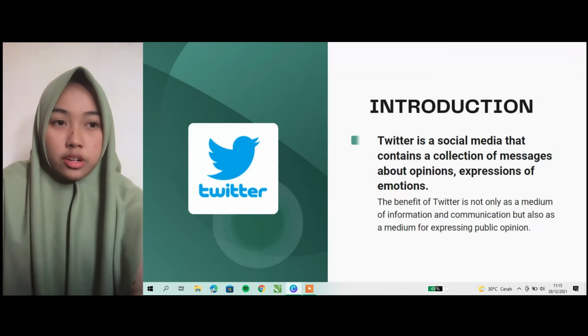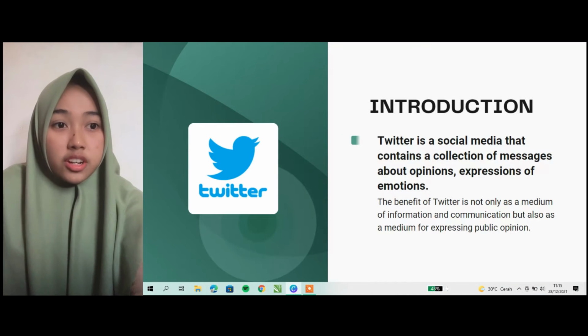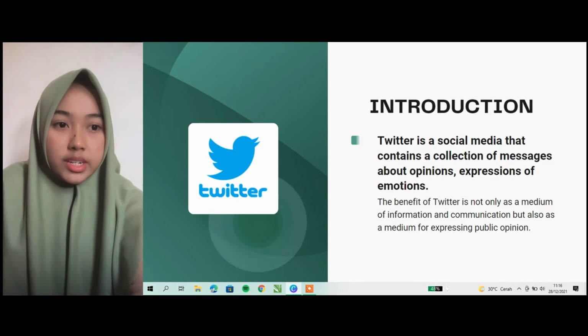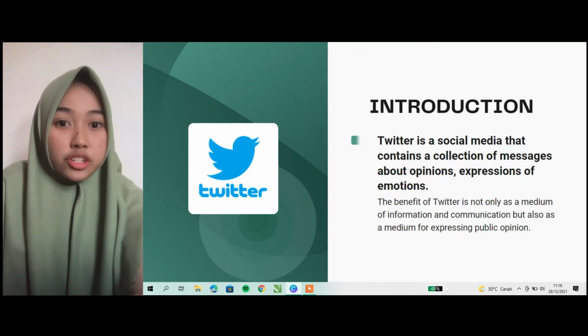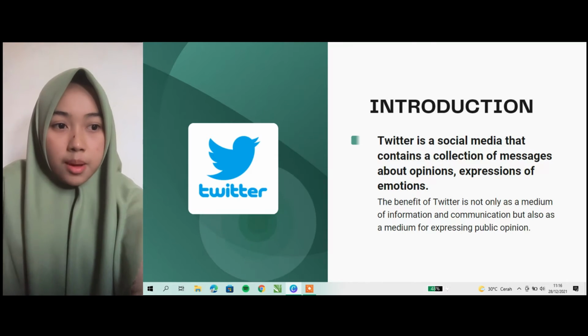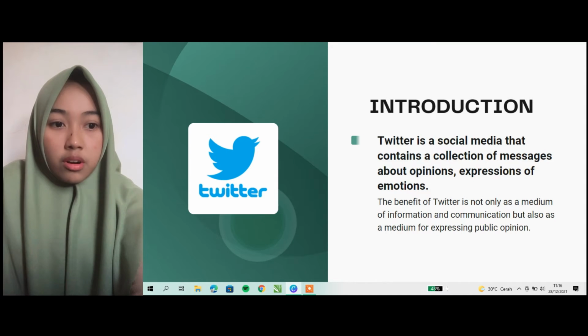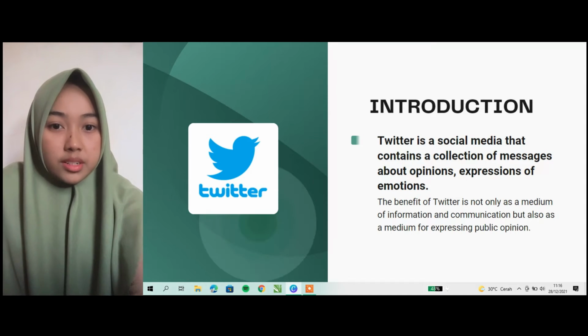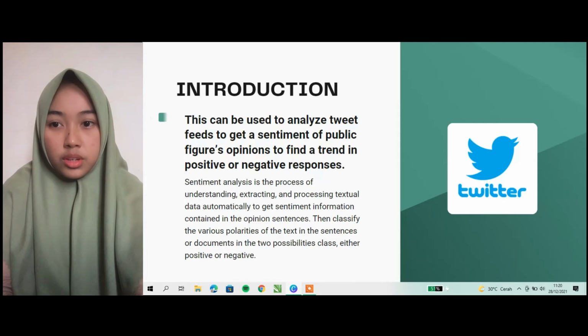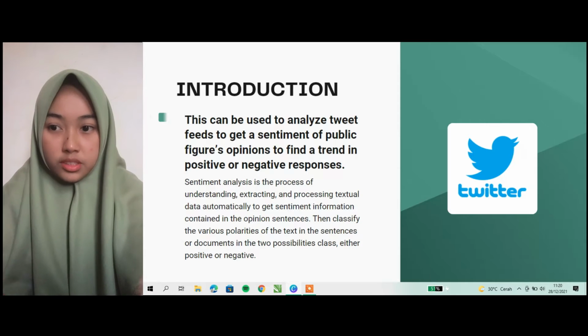I'll move on with the introduction. Twitter is a social media that contains a collection of messages about opinion, experience, and emotion. The benefit of Twitter is not only as a medium of information and communication, but also as a medium for expressing public opinion. Next, this can be used to analyze tweet feed to get sentiment of public figures' opinion to find a trend, positive or negative response.